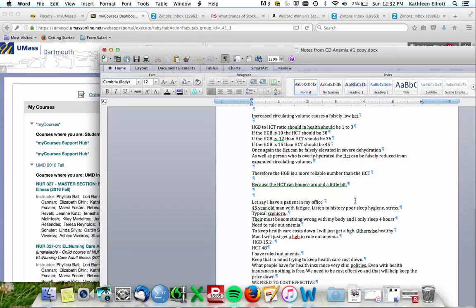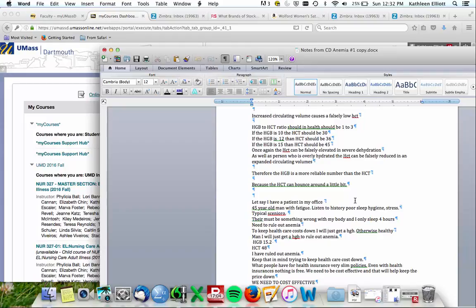Let's say I have a patient in my office. He's a 45-year-old man with fatigue. You listen to his history. He's telling you he has poor sleep hygiene. He's stressed. This is a typical scenario. They want to know there must be something wrong with their body, yet they're not eating right, very stressed, and not sleeping more than 4 hours a night. So oftentimes they want to say, I think I have anemia. Can you rule out anemia?